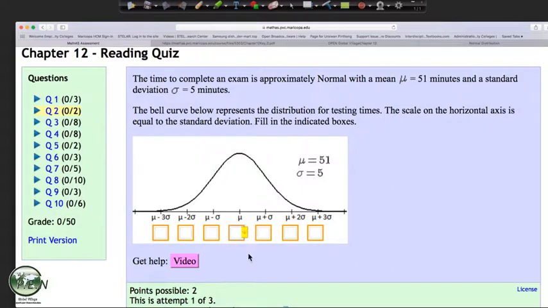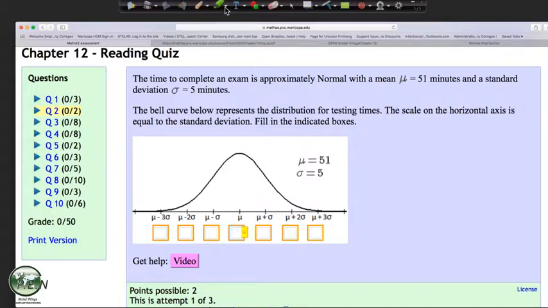What we want to do is come up with a normal curve here, basically using the z-score calculator. The bell curve below represents the distribution for testing times. The scale on the horizontal axis is equal to the standard deviation. Fill in the indicated boxes. So this one's actually, we're not going to calculate z-scores, sorry. But what is the mean, and where does it go? 51. The mean is 51, and it goes in the middle.